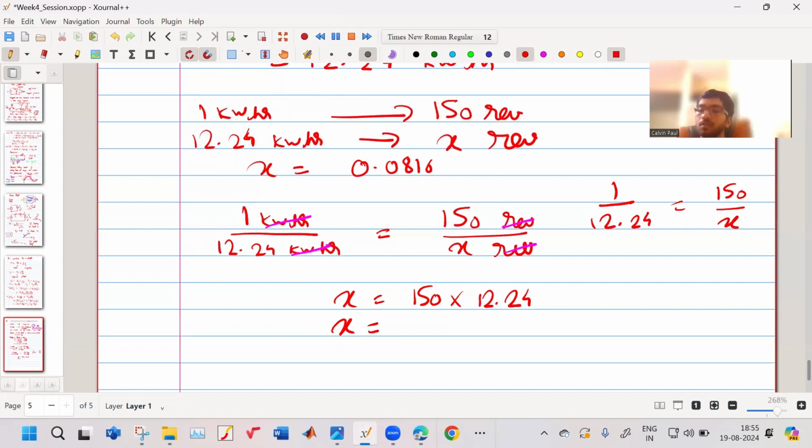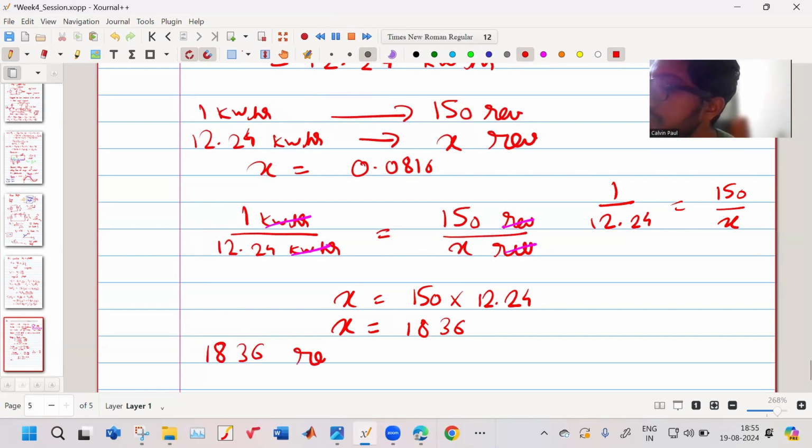So 1836. Okay, 1836. So it has measured, so it should measure 1836 revolutions. Okay. So others have any doubt till here? Or is it clear? Anyone?